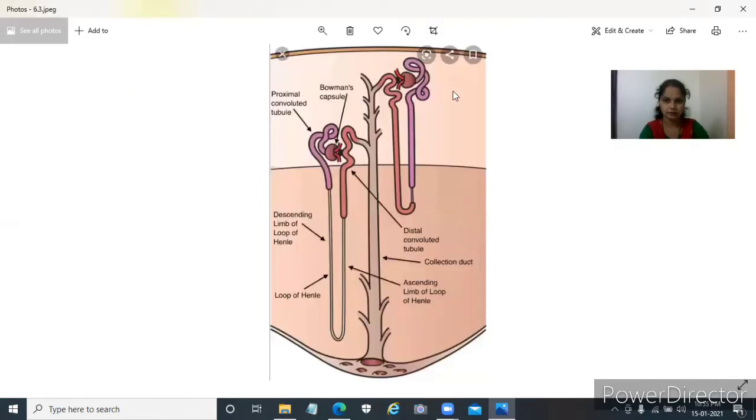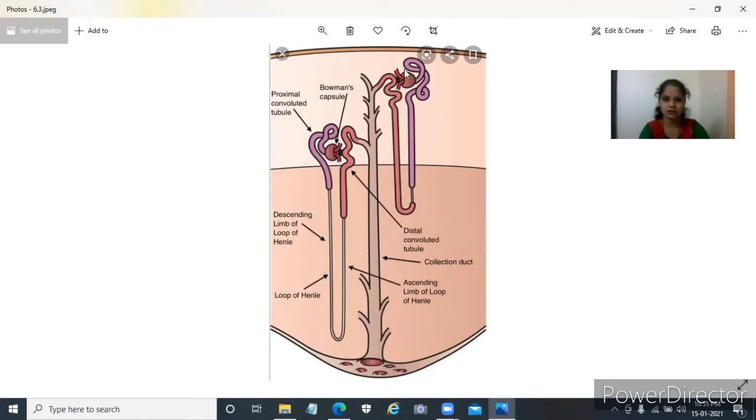Look at this part. This portion is the cortex region of the kidney and this part is the medulla of the kidney. Some of the nephrons present in the cortical region are called cortical nephrons, while some of the nephrons are present just near the medulla region. So some are cortical nephrons, some are medullary nephrons.